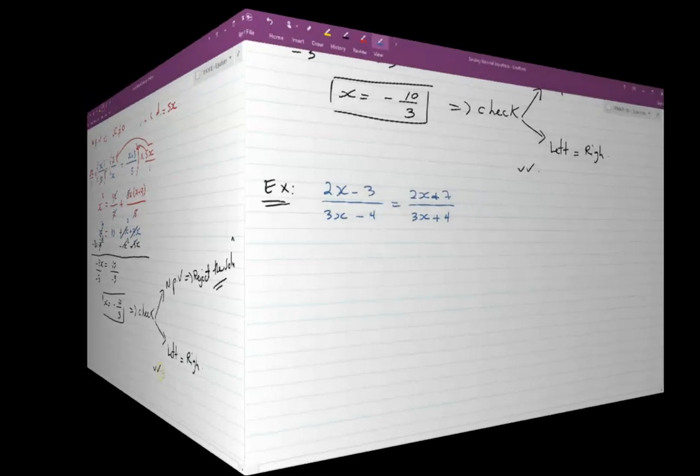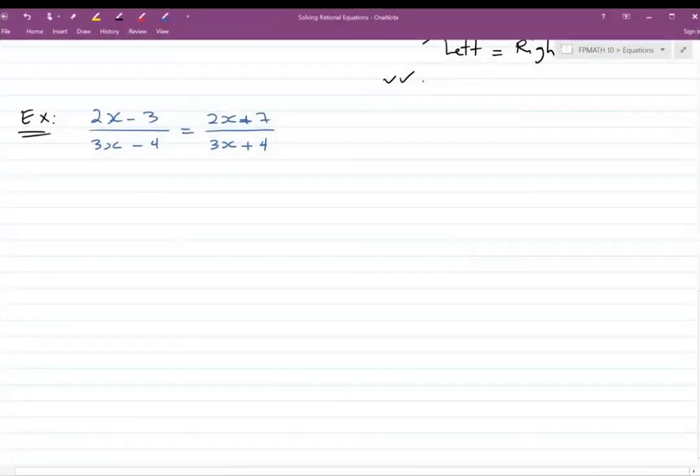All right, let's look at another example. In this case, (2x minus 3) over (3x minus 4) equals (2x plus 7) over (3x plus 4).